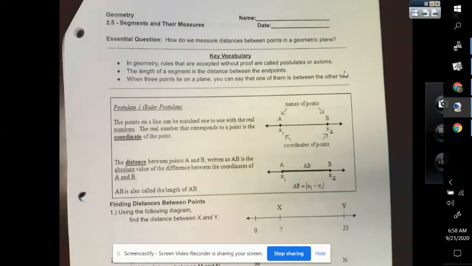Today we're going to be taking a look at segments and their measures. Fun, exciting stuff. So our essential question for today: how do we measure distances between points in the geometric plane? We're going to talk about basically a formula that could do that, the distance formula.